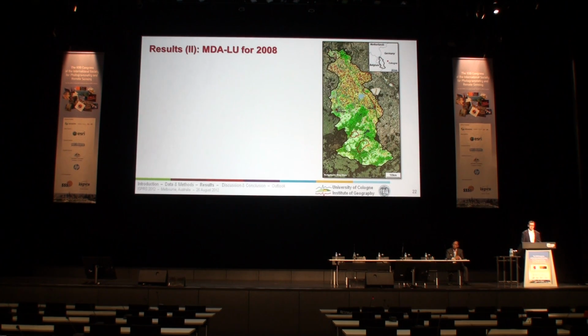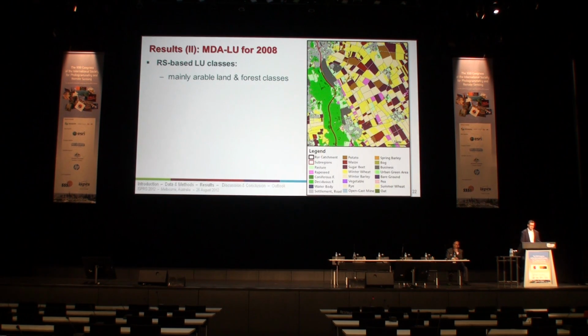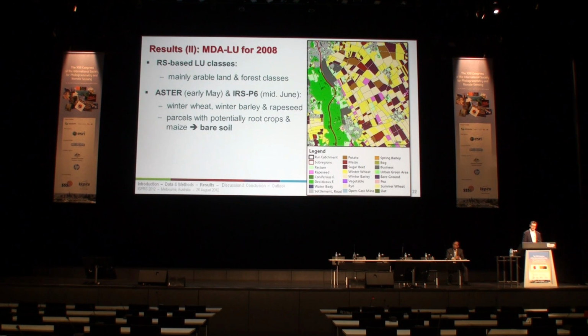And concerning the multi-data land use for 2008, that's the whole classification image, and here's a subset of it. The data set includes mainly the arable land and forest classes. These classes stem from the remote sensing analysis, and depending on the themes that were incorporated, especially the ASTA and the ISPRS theme were used for the differentiation of winter wheat, winter barley, and rapeseed.